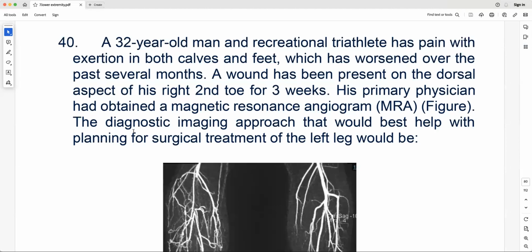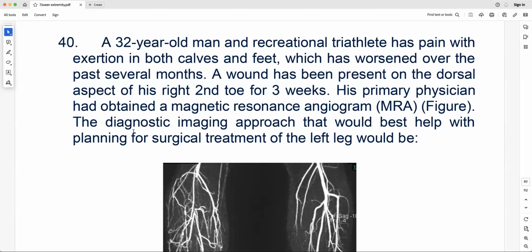Yes, sure. A 32-year-old man and recreational triathlete has pain with exertion in both calves and feet, which has worsened over the past several months. A wound has been present on the dorsal aspect of his right second toe for 3 weeks. His primary physician had obtained an MRA. Which diagnostic imaging approach would best help with planning for surgical treatment of the left leg?